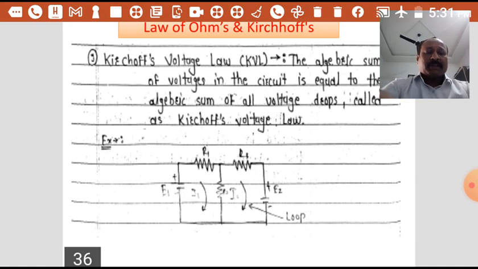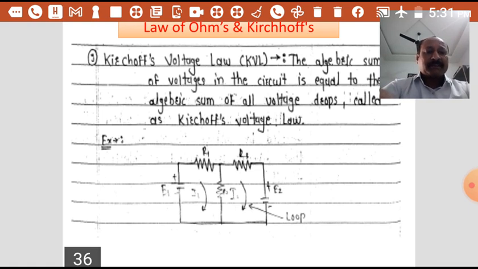That circuit consists of three resistances R1, R2, R3. Then there are two loop currents I1 and I2, and two battery sources, E1 and E2. How many loops are there in this circuit? There are two loops. Current flowing in the first loop is I1, and current flowing in the second loop is I2. E1 is the voltage source on the first end, and E2 is the second voltage source on the other end.